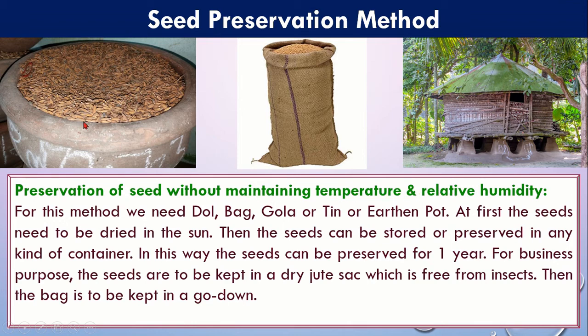And here you see this is all our local, that means normal, temperature. We do not maintain any type of temperature here in the earthen pot, the gunny bag, or the shade. For this method we need dole. This is called dole, a bag or gala. So, you can preserve these seeds for about 1 year without maintaining the temperature and relative humidity.